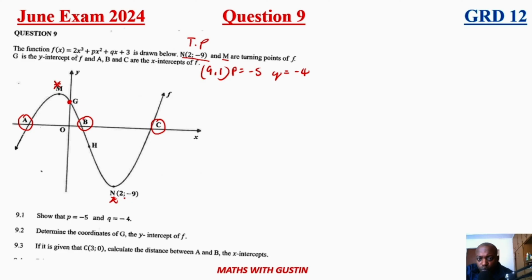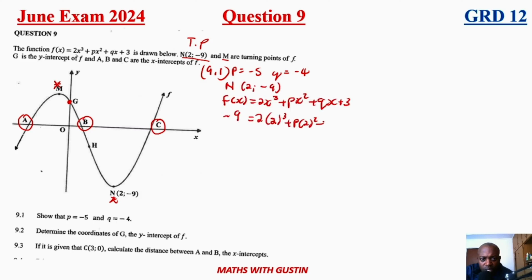In this equation, when x is equal to 2, y is equal to -9. So we substitute that into our given equation, 2x cubed plus px squared plus qx plus 3. So this will be -9 equals 2 times 2 cubed plus p times 2 squared plus q times 2 plus 3. We're going to simplify this.